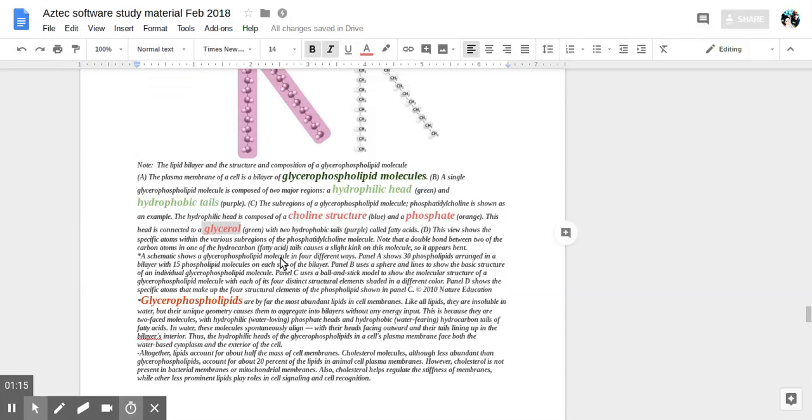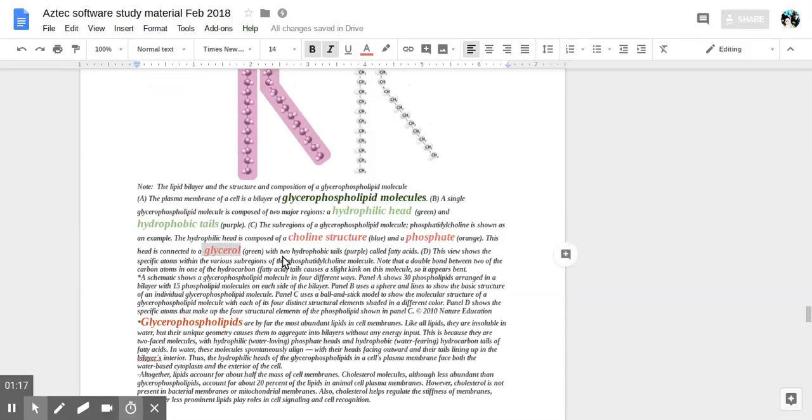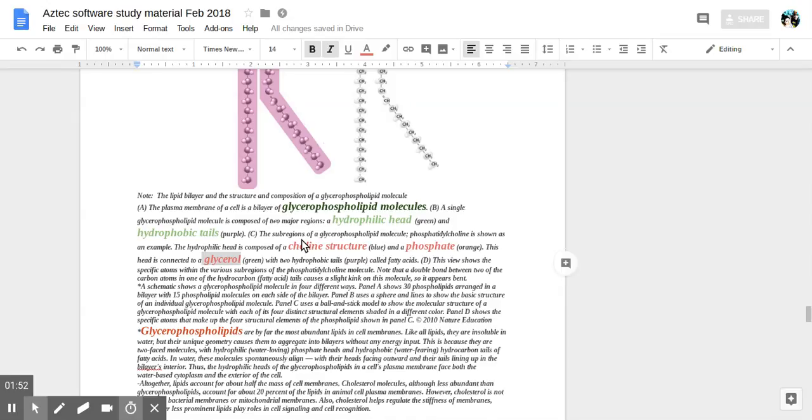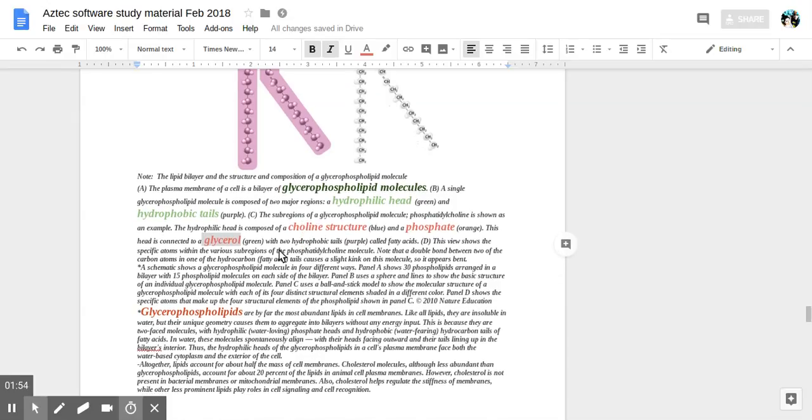And then again, the glycerophospholipids are by far the most abundant lipids in cell membranes. Like all lipids, they're insoluble in water. Their unique geometry causes them to aggregate into bilayers without any energy input. This is because they are two-faced, with hydrophilic or water-loving phosphate heads and hydrophobic water-fearing hydrocarbon tails of fatty acids. In water, the molecules spontaneously align with heads facing outward, the hydrophilic, and tails lining up in the bilayer's interior, the hydrophobic.